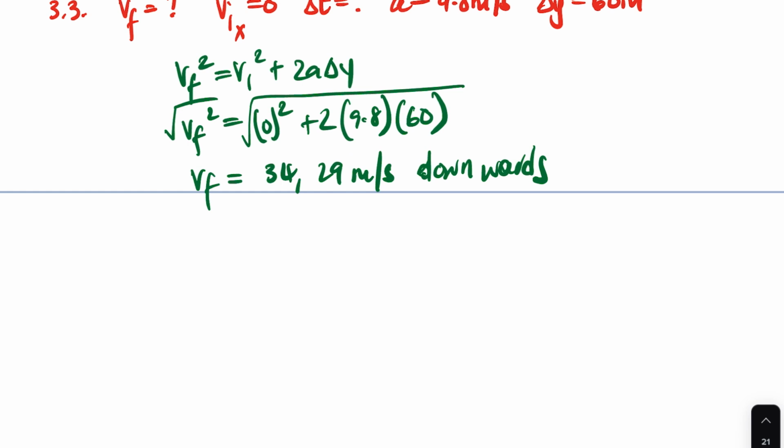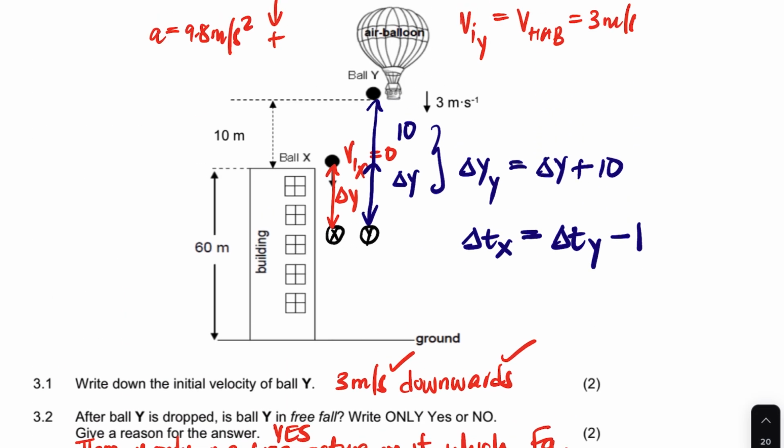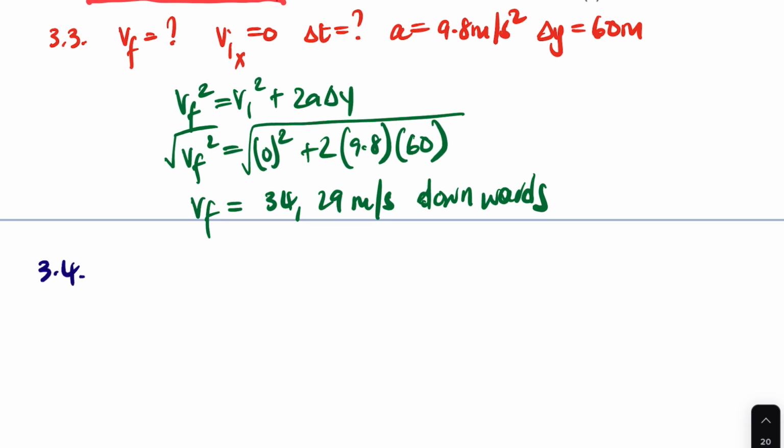Okay, so 3.4, what is it asking here? It says determine the time when the balls pass each other. So we want the time when they pass each other here. What I'm going to do is solve this simultaneously. I'm going to create an equation for each ball, right? I'm going to create an equation for ball y.